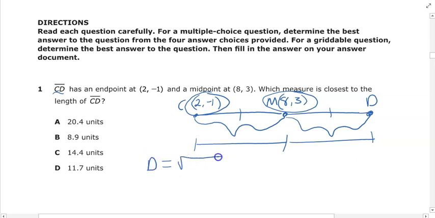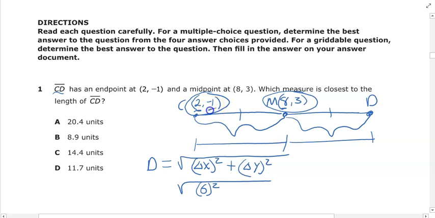From your formula chart, it says the square root of (x2 minus x1) squared, or just the change in x, however much the x values change squared, plus however much the y values change squared. So I look at my x values, they change by 6 units, from 2 to 8 is 6. And I look at my y values, from -1 to positive 3 is 4 units. So I end up getting the square root of 36 plus 16, or the square root of 52, and that's approximately 7.2. So that's not the answer, and that's not one of the answer choices.